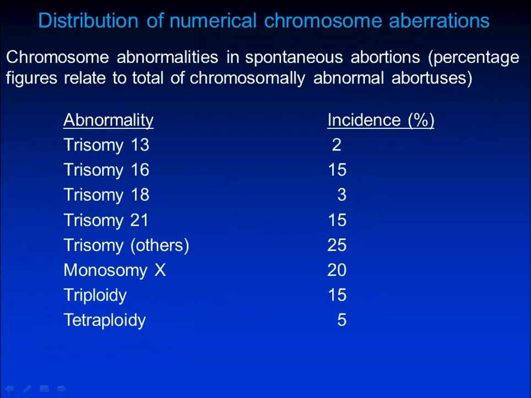Here is the data showing distribution of numerical chromosome abnormalities among abortuses. Among them, 3 aneuploidies are notable. First is monosomy X, followed by trisomy 21 and trisomy 16.